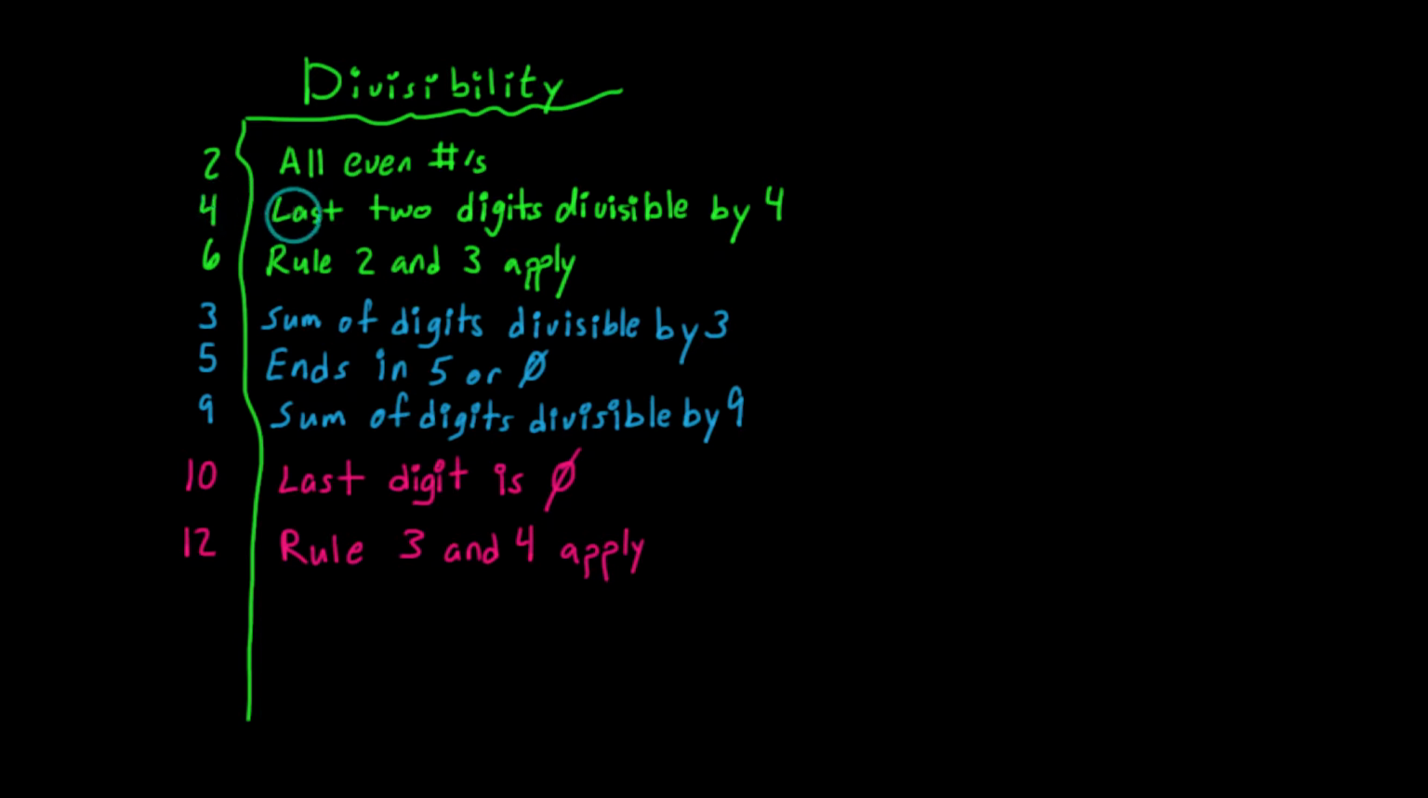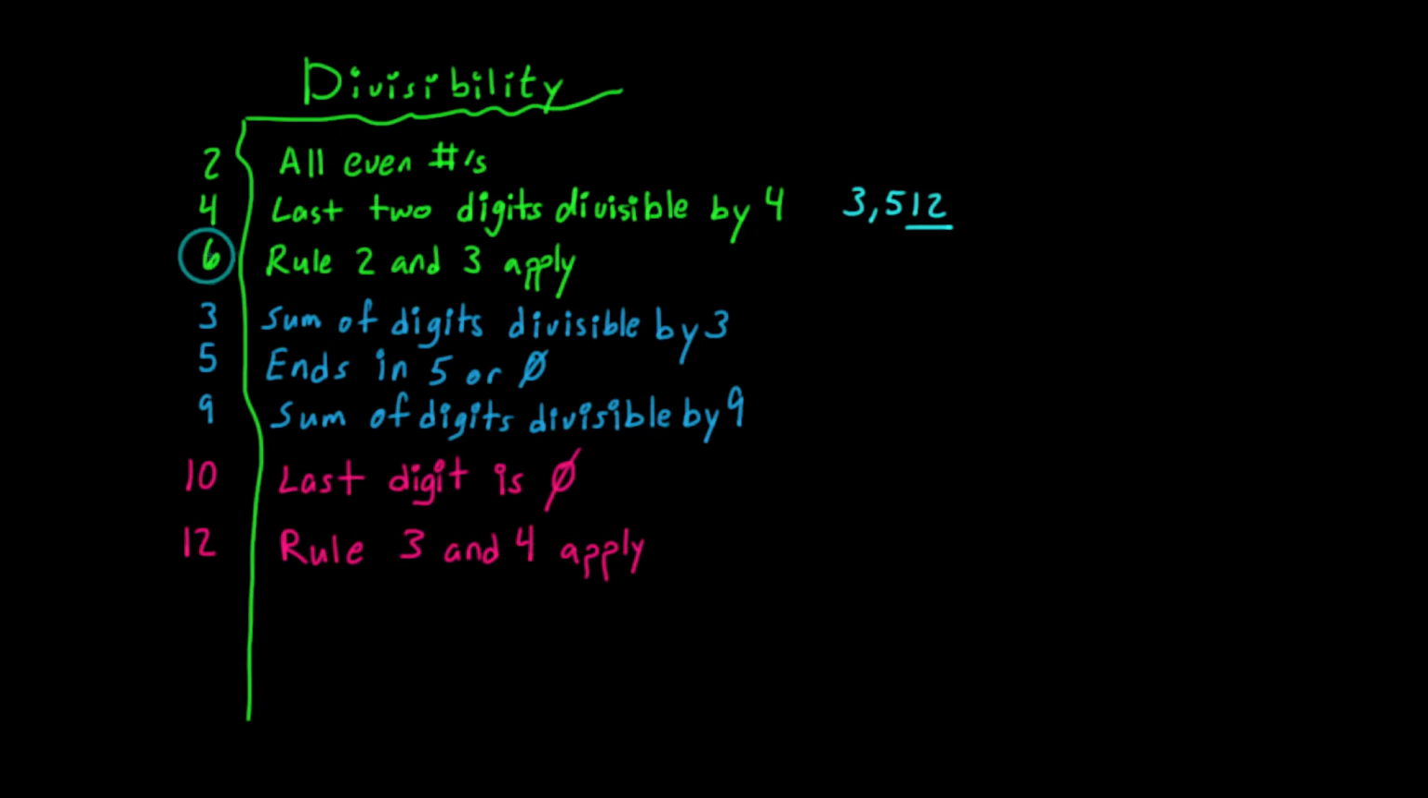The rule of 4 says if the last two digits of a number are divisible by 4, then the entire number is divisible by 4. Let me give you an example here. If I had 3,512, notice the last two digits are 12. I'm going to underline 12 so it's more noticeable. Since 12 is divisible by 4, 3,512 must be divisible by 4 as well.